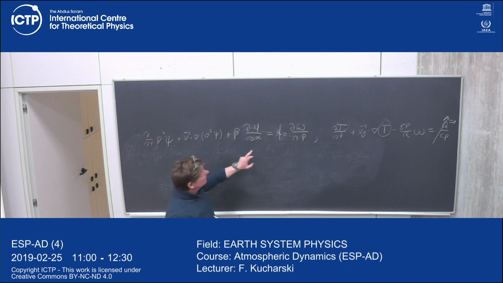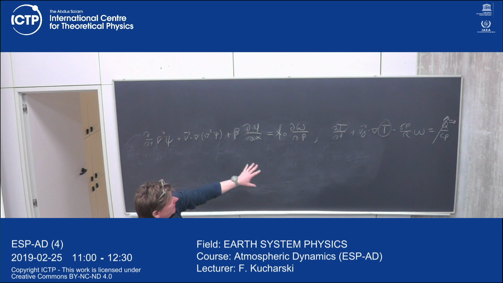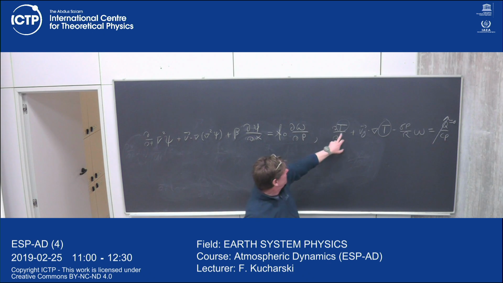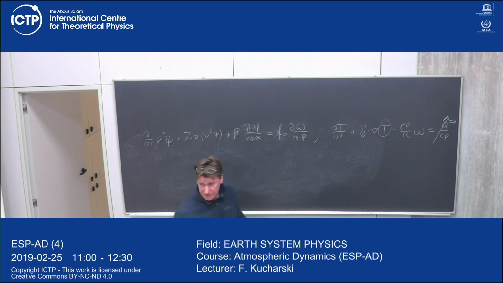But then essentially we have two equations here, but three unknowns: the stream function, omega, and the temperature. So how do we proceed? Do you have any suggestions? VG?